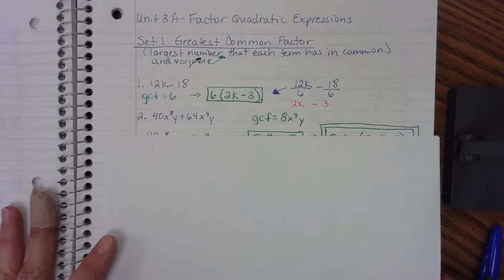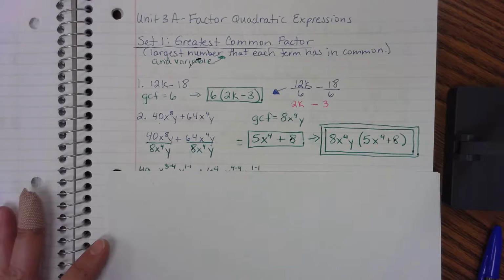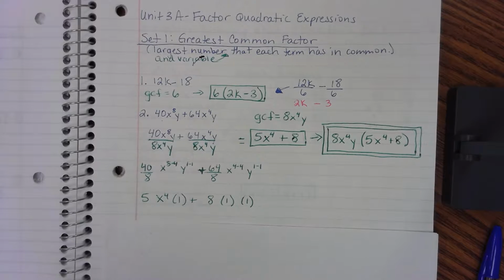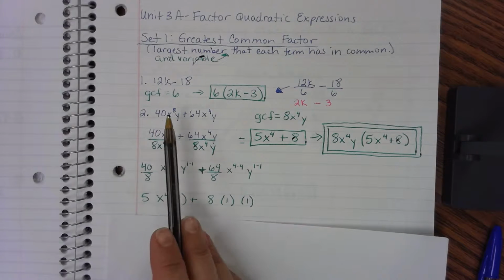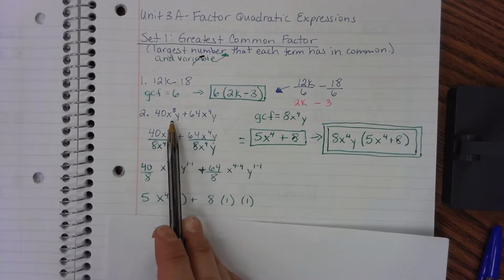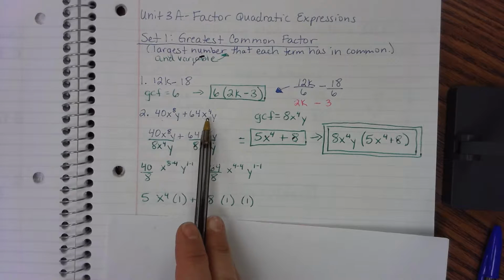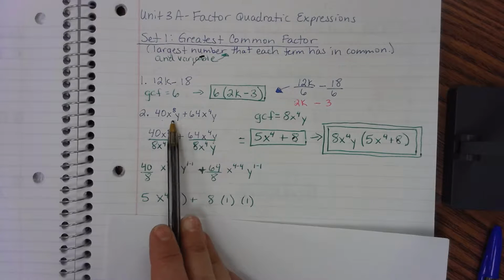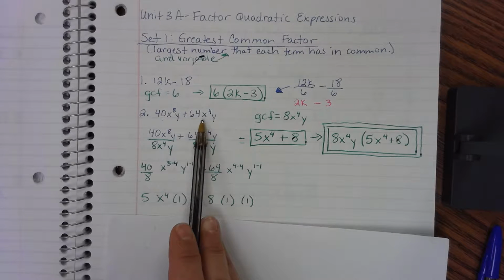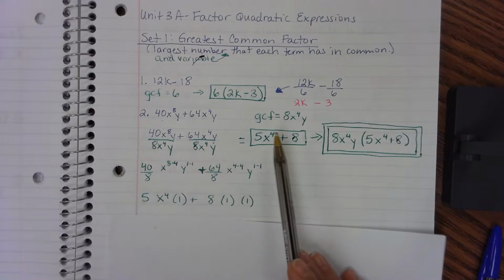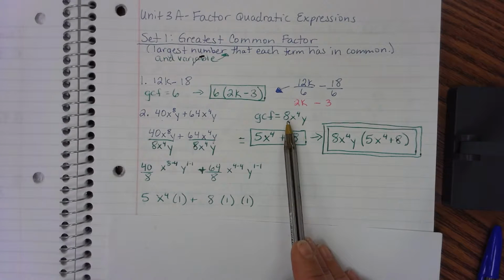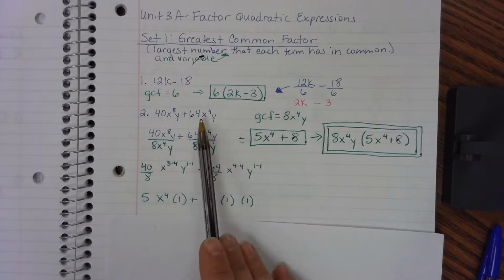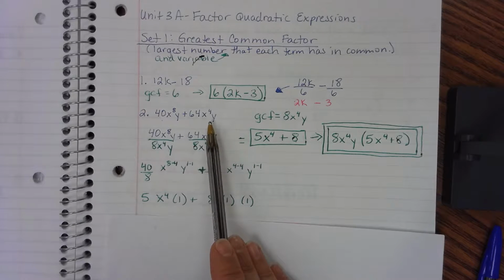Example 2 gets a little bit more complicated because we are taking a look at multiple parts. So here you can see that we have 40 x to the 8th y plus 64 x to the 4th y. I'm looking at both the numerical and variable expressions to see what they have in common. Both 40 and 64 are divisible by 8. And I can take x to the 4th y into both of these variable expressions.